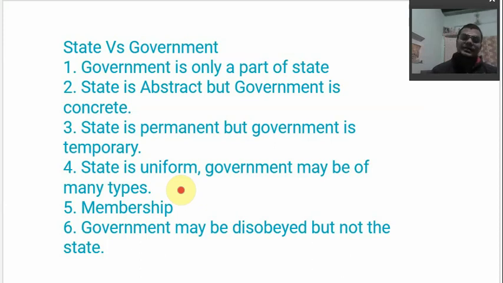And the last point is, government may be disobeyed but not the state. That means what? You might have seen multiple types of protest against the government. The government proposes a bill, takes an action, people do not like it, they get out on the road, they protest, they completely disobey the government, they say that whatever the government is doing is wrong. Yes, the government can take multiple kinds of forceful actions too, but that's a whole different story. But the basic point here is that the people have this right to protest.